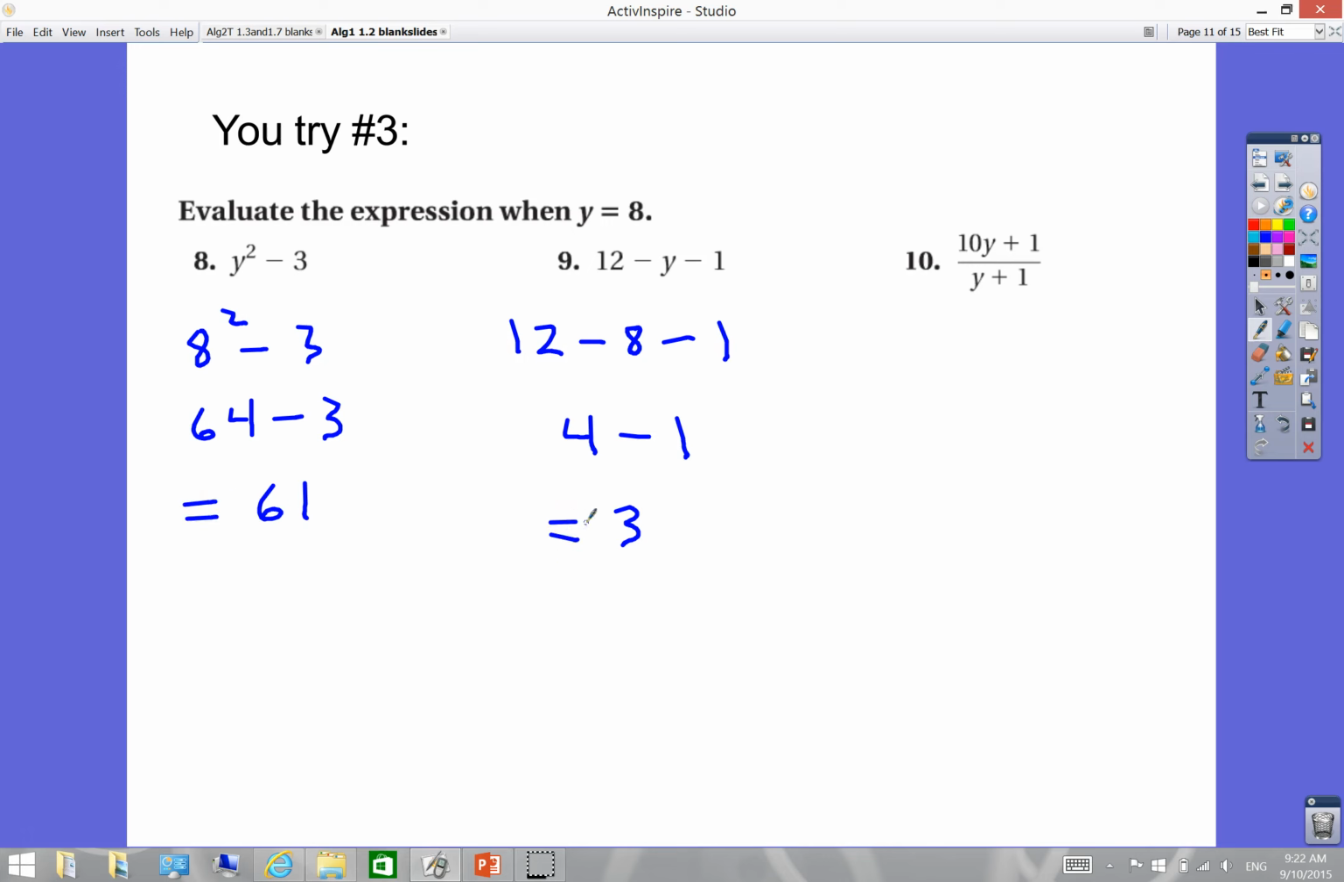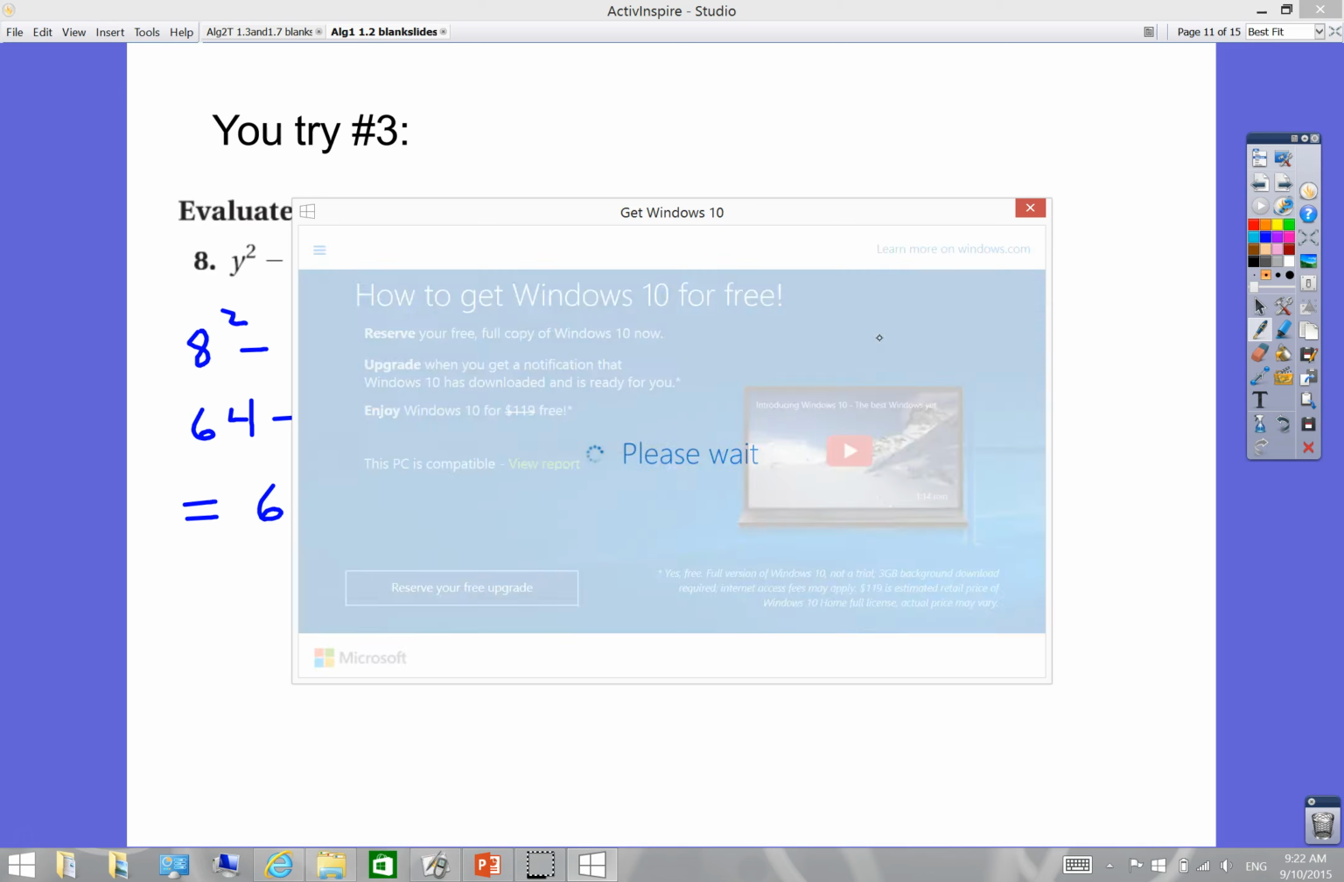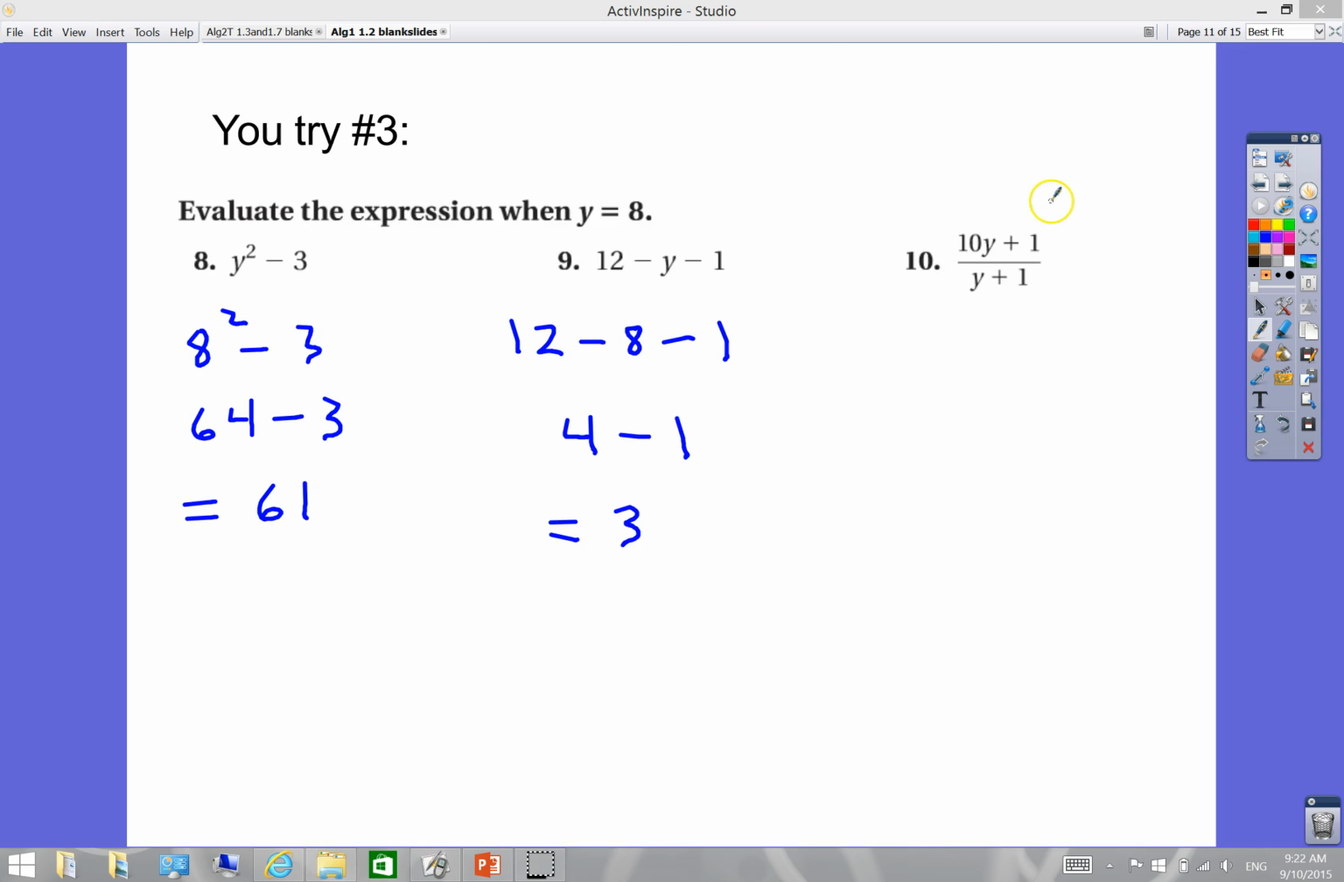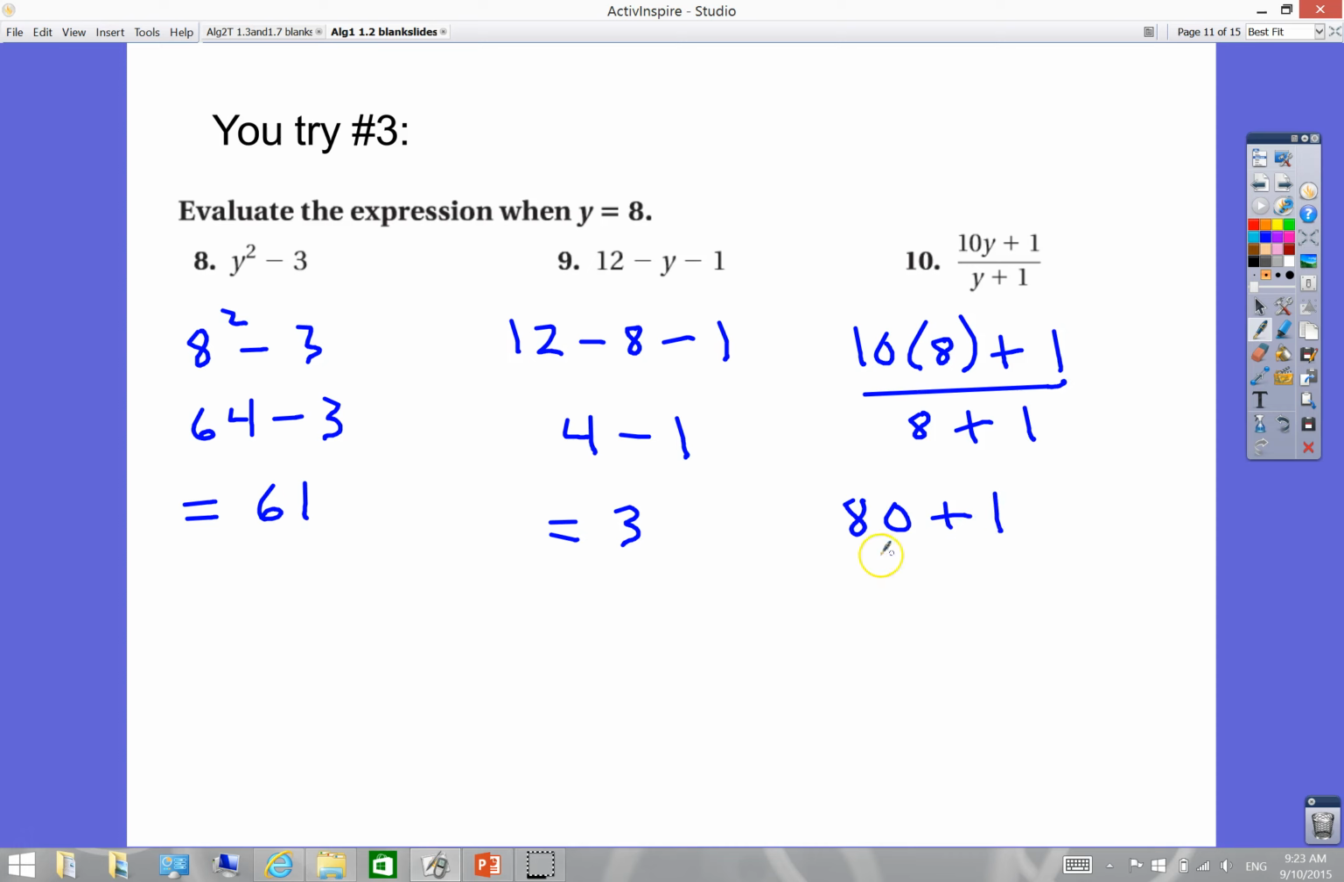And finally, here's our fraction. Here we've got to consider as if there were grouping symbols around the entire numerator and the entire denominator. So this is 10 times 8 plus 1, divided by 8 plus 1, which is 80 plus 1 over 8 plus 1, which is 81 over 9. Now I divide 9.